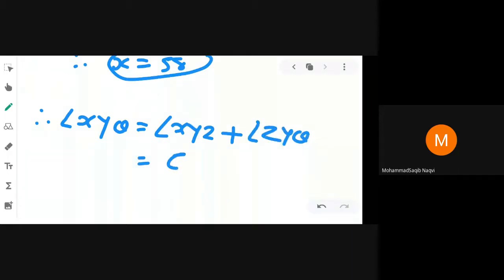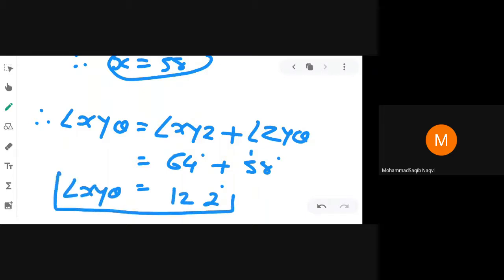We know that angle XYZ is 64 degrees and ZYQ we got is 58 degrees. Now add these two. 8 plus 4, 12. 1, 6 plus 6, 12. 122 degrees. It is the angle XYQ we get.